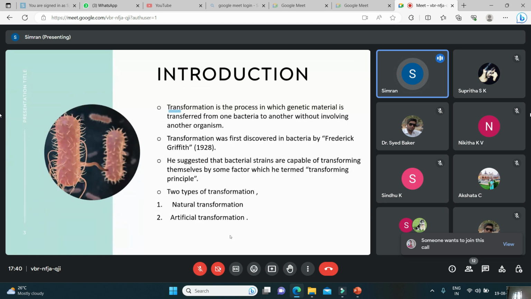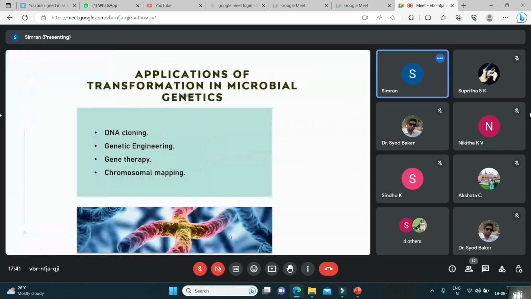There are two types of transformation: natural transformation and artificial transformation. In natural transformation, bacteria naturally have the ability to incorporate DNA from the environment directly. In artificial transformation, the competence of the host cell has to be developed artificially through different techniques. Applications of transformation in microbial genetics: DNA cloning, genetic engineering, gene therapy, and chromosomal mapping.